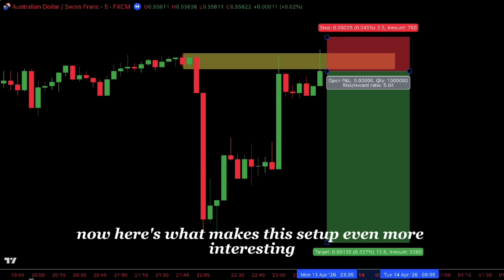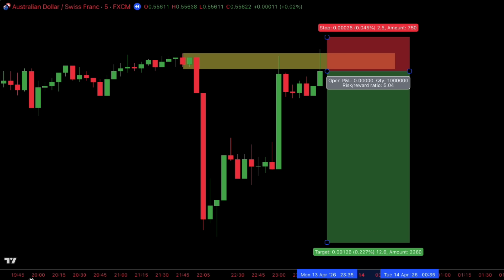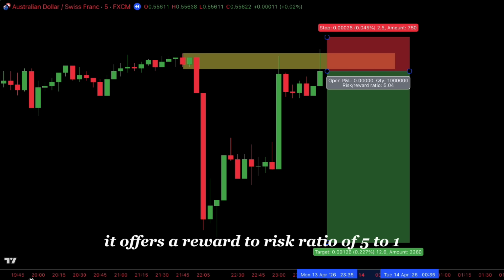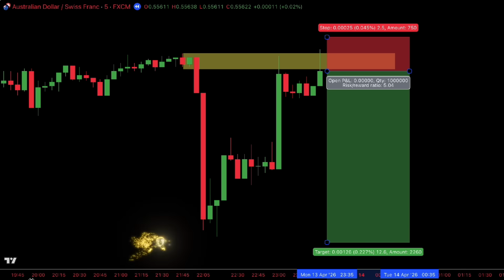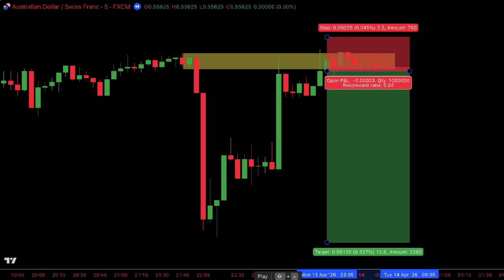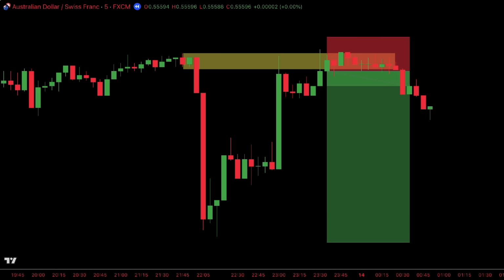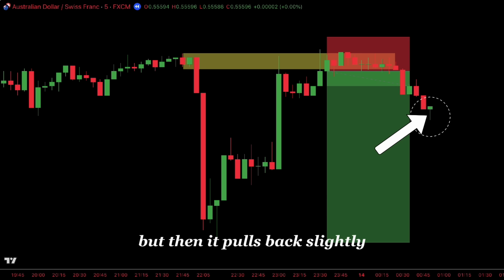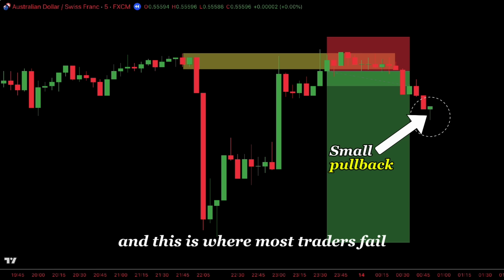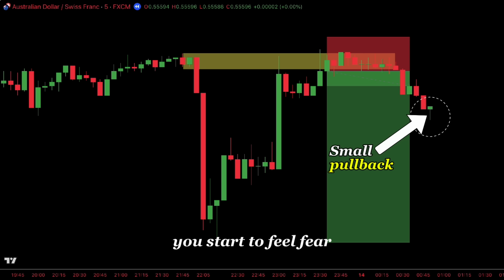Now here's what makes this setup even more interesting. It offers a reward-to-risk ratio of 5-to-1, and trades like this don't happen often. Now look at what happens next. The market starts moving in your favor, but then it pulls back slightly, and this is where most traders fail. You start to feel fear. You don't want to lose your profits, so you close the trade early before it reaches the target.